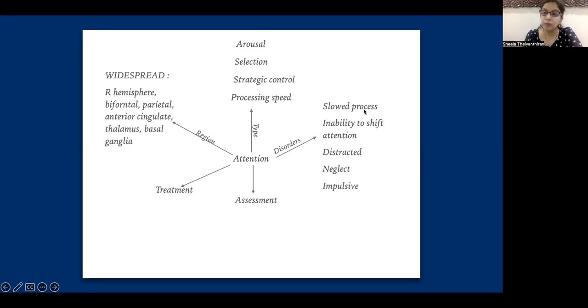But if there is a problem with attention, then you'll be a bit slow. You get easily distracted. You tend to neglect what's going on. You become impulsive because you can't keep your attention, much like a child with ADHD. They can't keep their attention, so it's a very short amount of time they spend on attention. Therefore, they become very impulsive. A little while they're doing this, a little while they're doing that, so they just can't focus, okay? So that's the problem with attention.